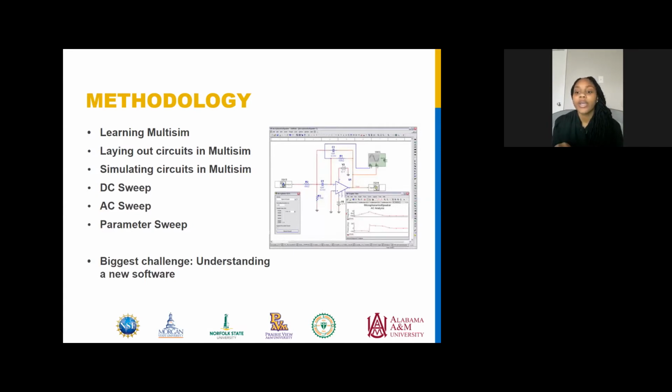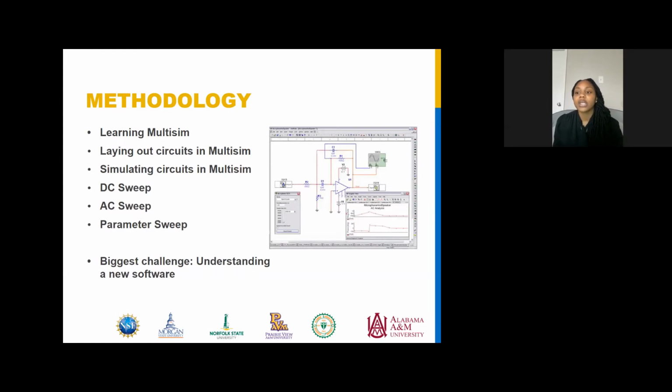DC sweep increments the voltage or current of a selected source in predefined steps over a range of values. AC sweep is useful for analyzing the frequency response of a circuit. Parameter sweep analysis allows you to run a series of underlying analyses on different parameters or variables of the circuit, like temperature, resistance, etc.